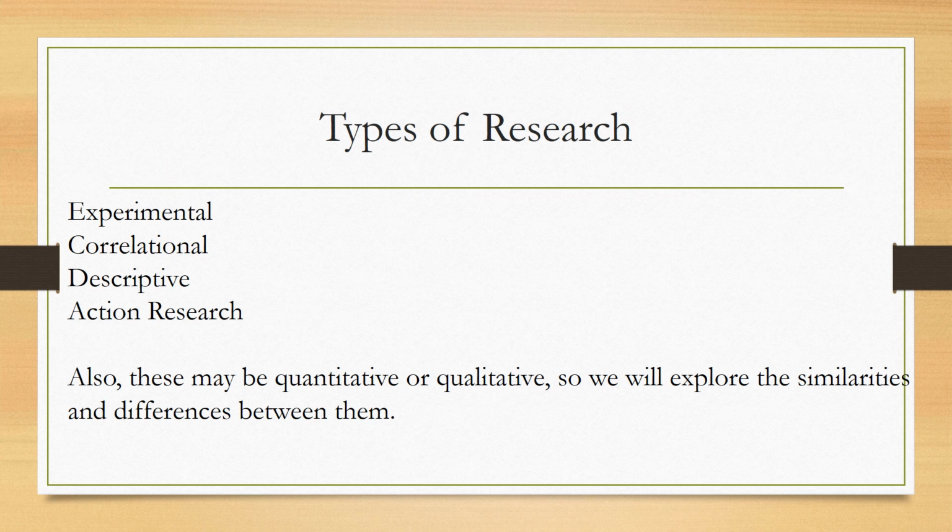We're going to talk about 4 different types of research: experimental, correlational, descriptive, and action research. Each of these types of research will be either quantitative, having to do with numbers, or qualitative, having to do with words or language. And so this will become clear in a few minutes when we talk about these.